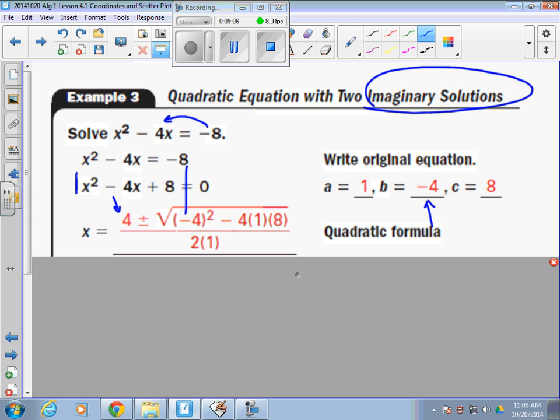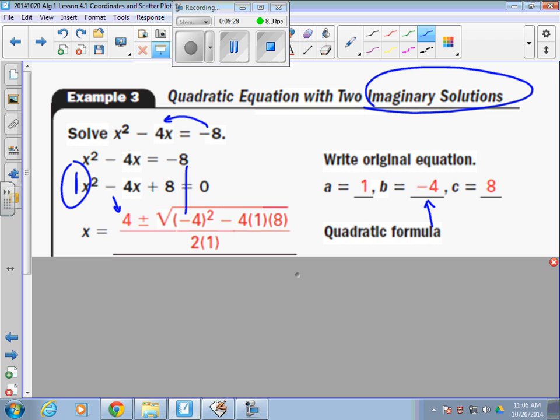Plus or minus the square root of negative 4, because that's b again, squared, minus 4 times a's value, which is 1, times c's value, which is 8. And again, I notice a lot of y'all's heads are probably swimming thinking, how am I going to remember this? You just plug them in. Really, you just plug it in. It is that simple. Over 2 times a's value, which again is 1.